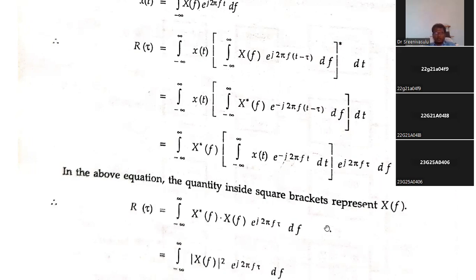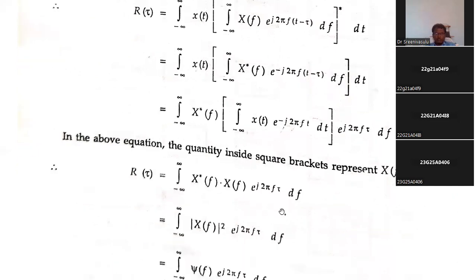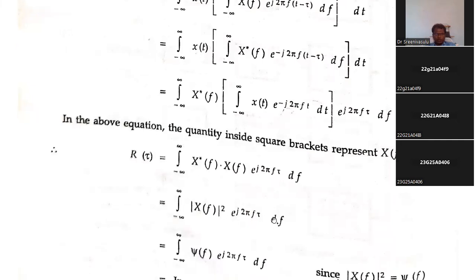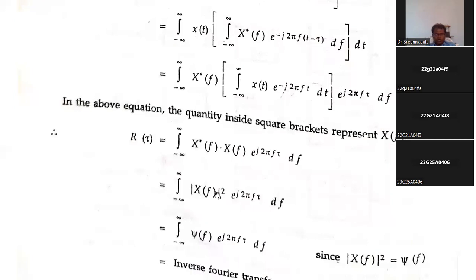Well, then this is R of tau, integral from minus infinity to infinity. You can write magnitude of x of f whole square e power j 2 pi f tau d tau. Now, these two, you see, R of tau is nothing but the inverse Fourier transform of x of f whole square.